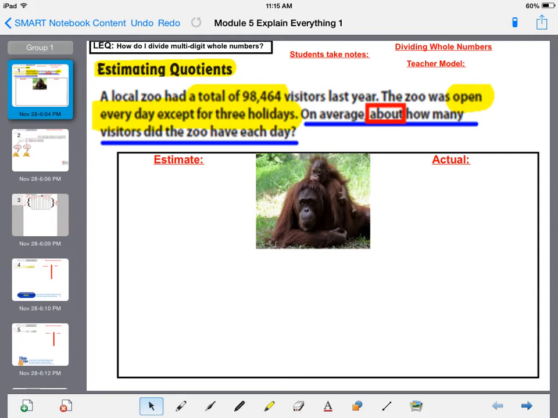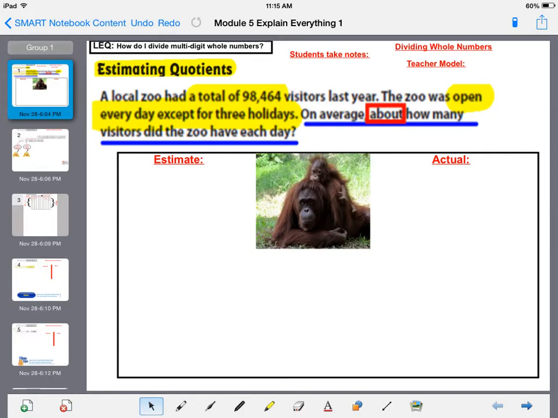Module 5 was on decimals. This module started off with estimating quotients, and quotient is a division word. This problem states a local zoo had a total of 98,464 visitors last year. The zoo was open every day except for 3 holidays, so that's a major clue there. On average, about how many visitors did the zoo have each day?